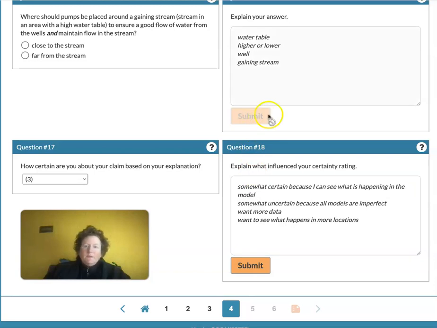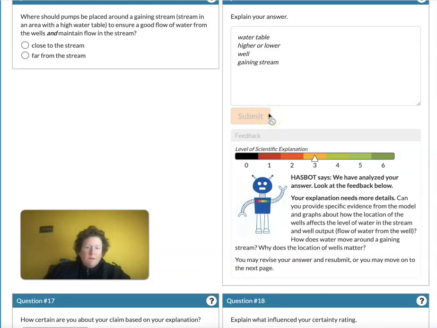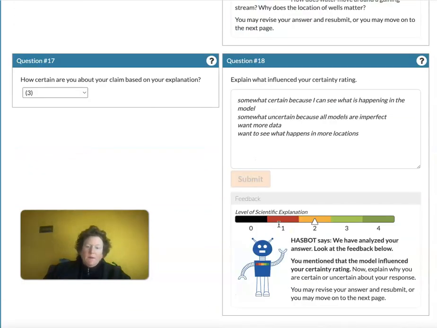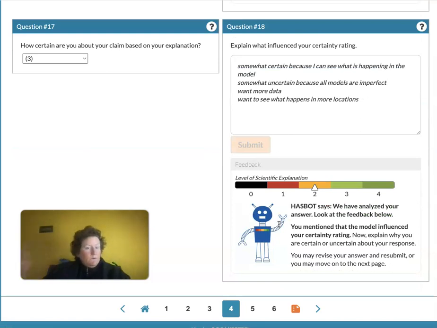I don't think HasBot is going to give me a very good grade here because I'm not writing complete sentences and really giving HasBot complete thoughts here. But you're going to get better scores from HasBot.